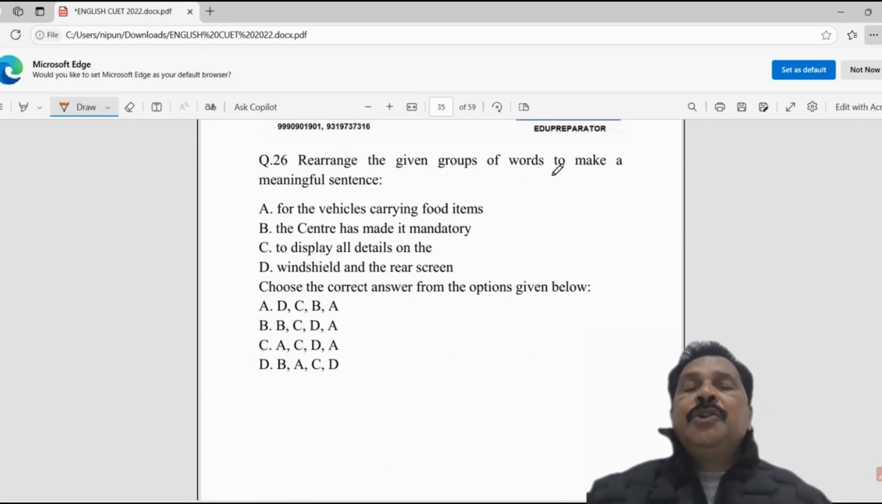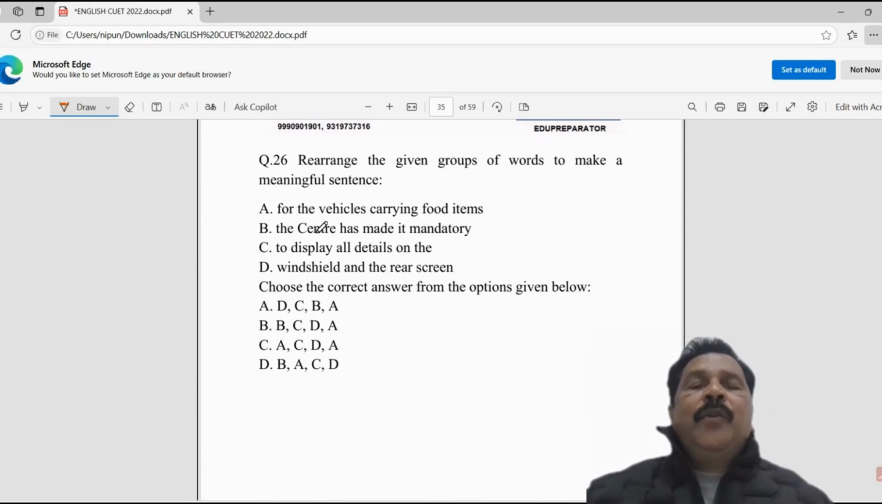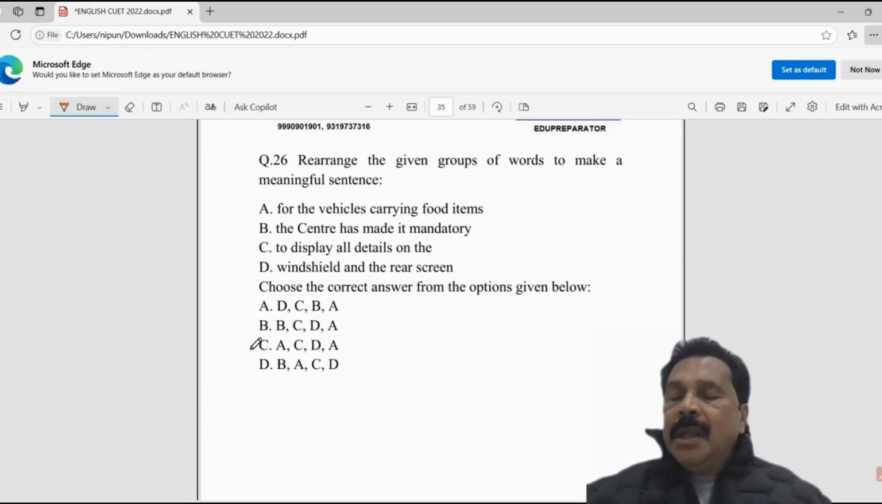Now rearrange the given groups of words to make a meaningful sentence. Once again, question number 26. Now the question number is a little different. For the vehicles carrying the food item, the center has made mandatory to display all the details on the windshield and rear screen at the back screen. And the answer is B, C, D, A.